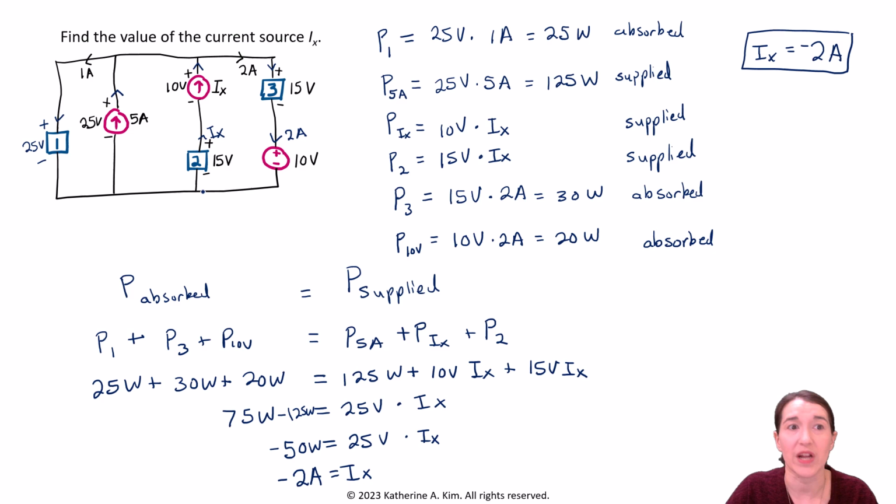So we used Tellegen's theorem by finding each of the individual powers. We know that the power absorbed and power supplied have to be exactly equal, so we can use that to figure out our missing variable, which was our Ix, and we found that it was negative 2 amps. So that's the end of this problem.